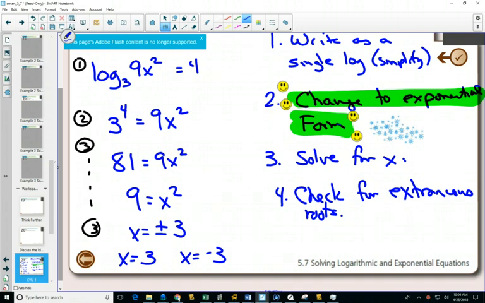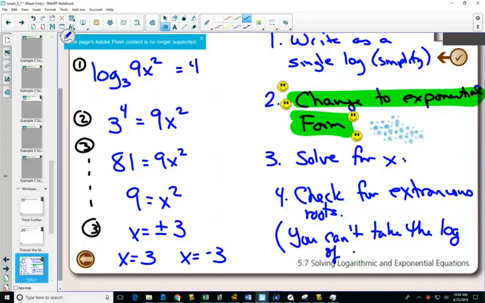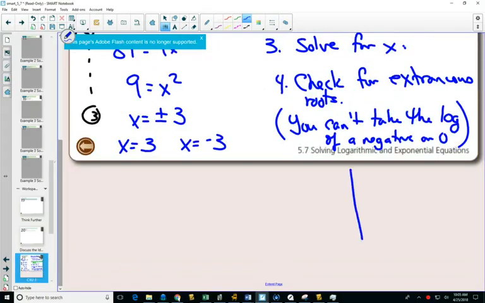How do we do that? Well, when you're checking for an extraneous root, you can't take the logarithm of a negative number or 0. And the reason for that, you can just think graphically. What does a basic log graph look like? Well, it has an asymptote at x equals 0. And its shape is like this, going through (1, 0). Every single log graph looks like that, no matter what the base is.